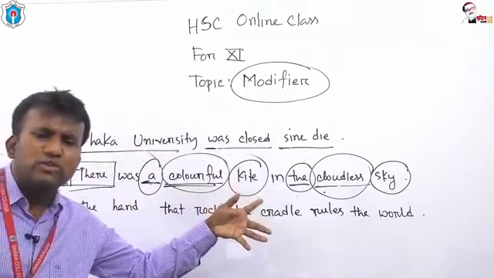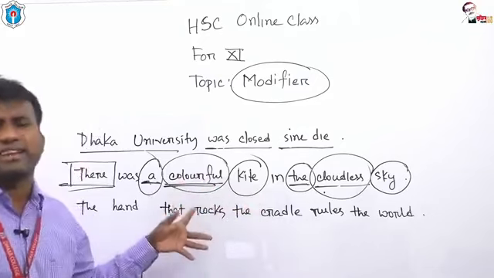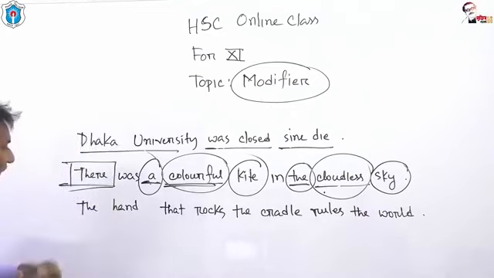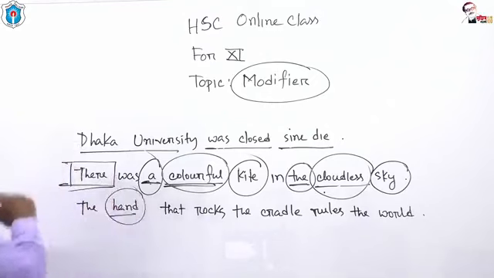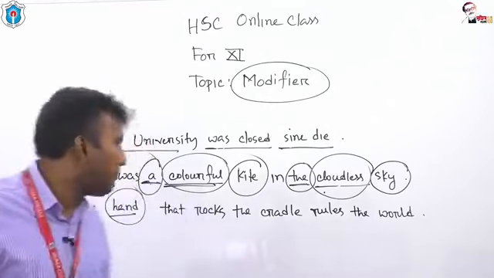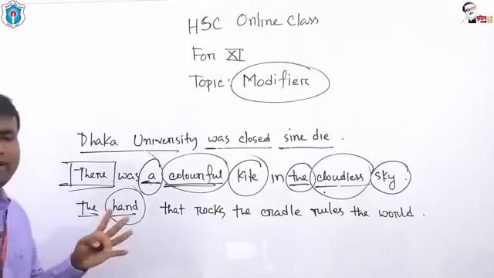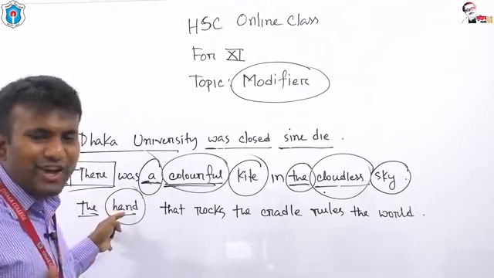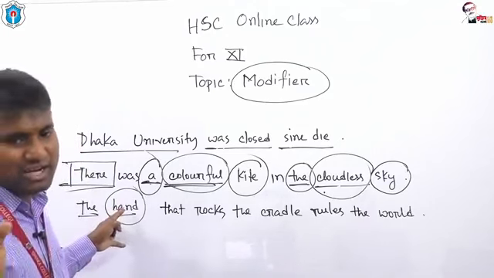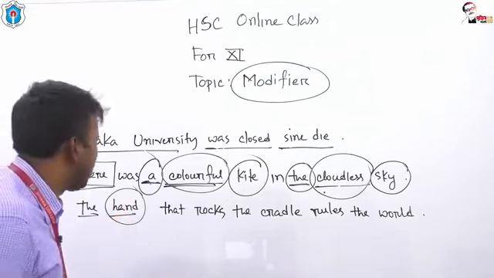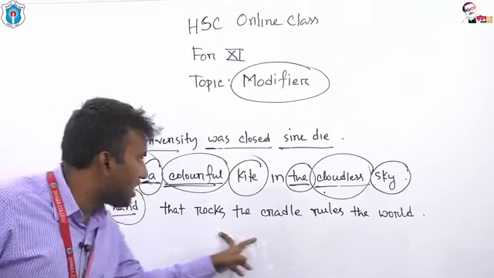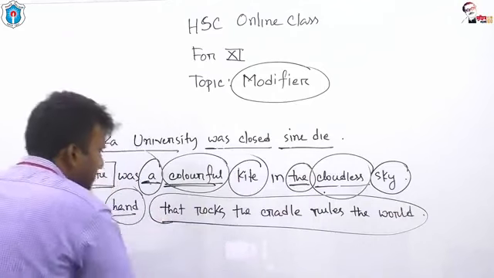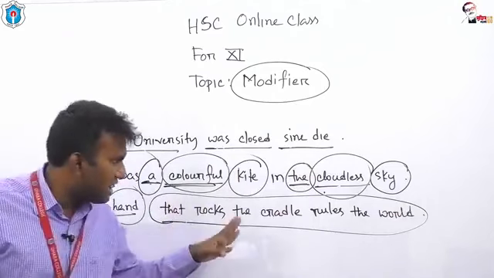Look at this sentence. According to this third sentence, we have to be a bit careful. Why? Look at please. Here, hand is being influenced or qualified by the article the, and we have already come to know that articles always qualify a noun, and articles are called determiners. Now look at this sentence. The hand that rocks the cradle rules the world. What is this? That rocks the cradle rules the world.